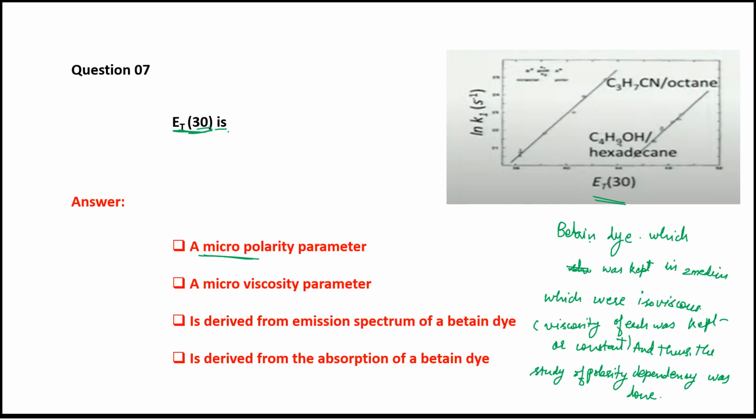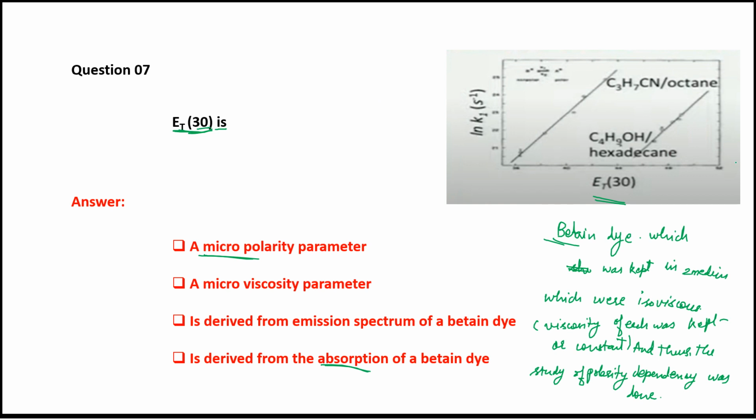The 30 stands for a code given to betaine. Also, this micropolarity parameter is derived from the absorption of the betaine dye. Basically the betaine dye shows an absorption around 300 nanometer, and from this we can derive ET. How does this ET change in the medium which is isoviscous? You can just note what is the effect of polarity of the medium, since they kept the viscosity constant.